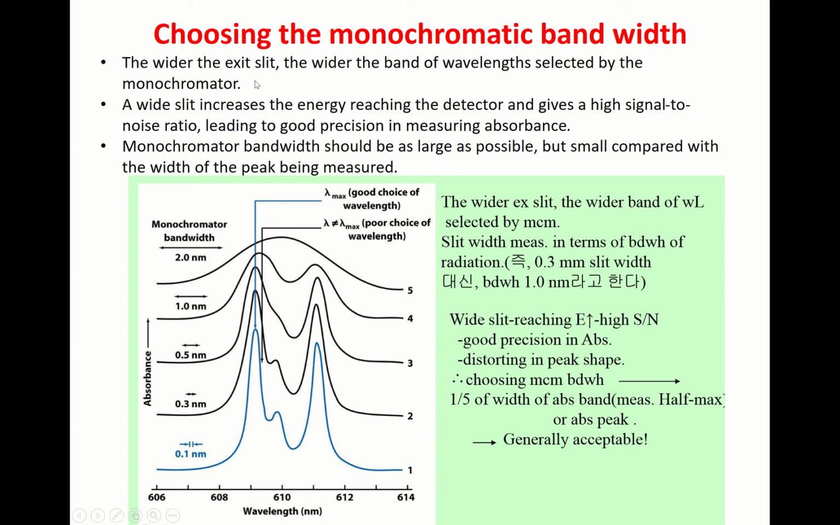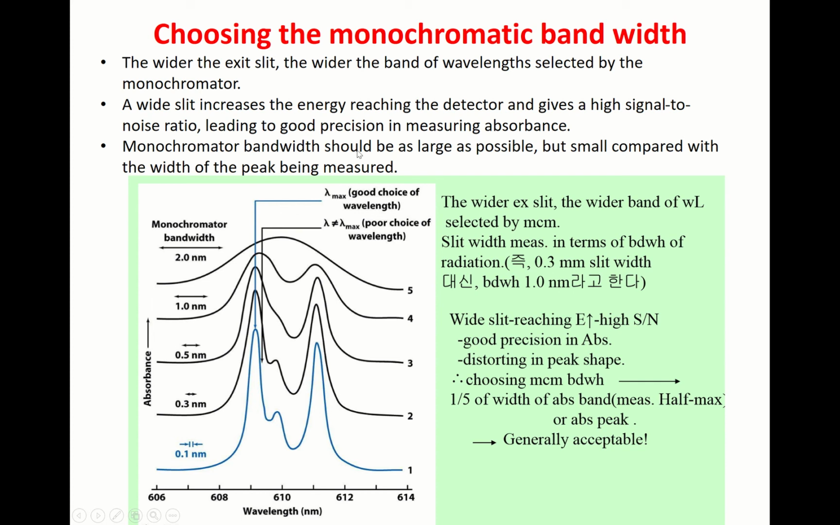The wider the access slit, the wider the band of wavelengths selected by the monochromator. A wider slit increases the energy because more light is now reaching the detector, and gives a high signal to noise ratio, leading to good precision in measuring absorbance. But as I said, widening the access slit means you suffer in resolution. Resolution becomes lower and lower.